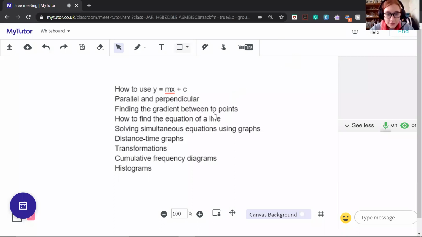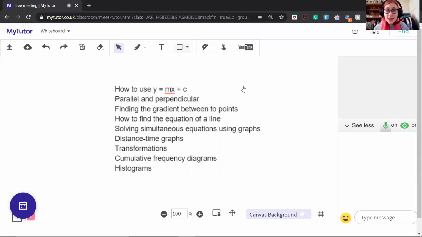Then, finding the gradient between 2 points. This is when we have 2 points on a graph and we draw our triangle, or when we have 2 points and we use difference in y divided by difference in x to find that.